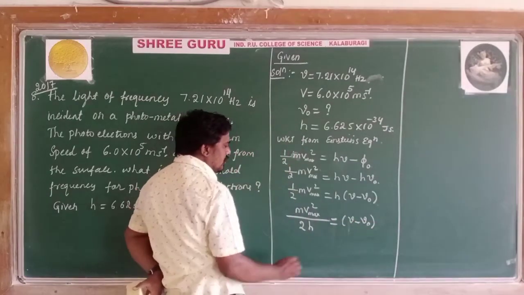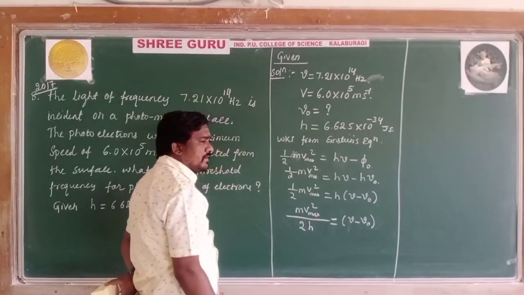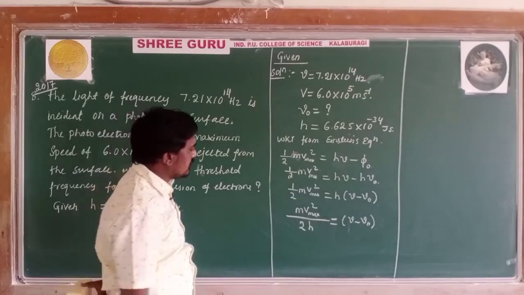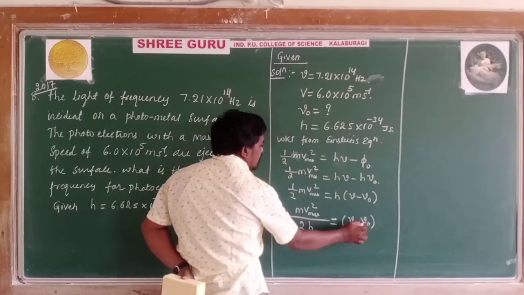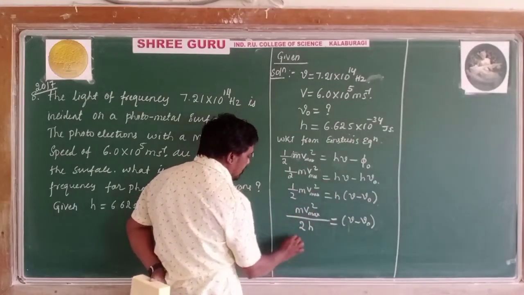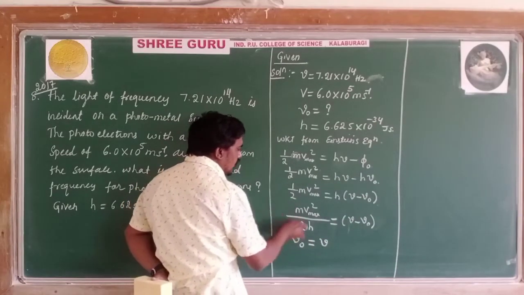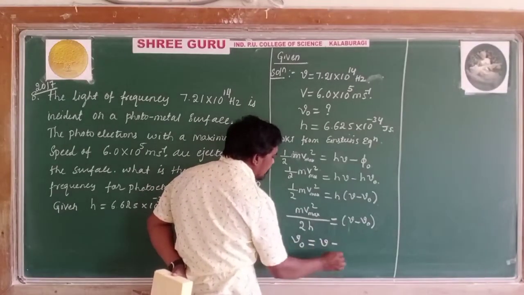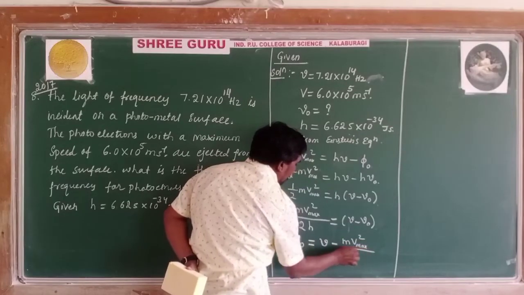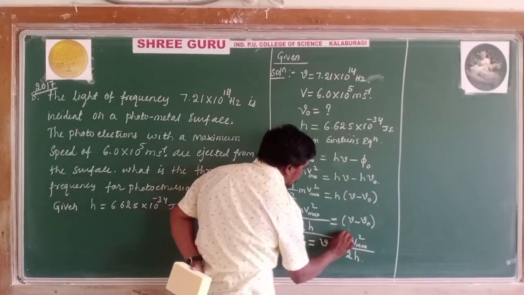Now, what do you want to solve? Frequency. What type of frequency? Threshold frequency, below which there is no emission of electrons. To take this threshold frequency to this side, negative becomes positive, and this whole term goes to that side. What happens? Threshold frequency nu naught is equal to nu as it is, and this whole term comes this side, which becomes negative: m v maximum square by 2 into h. This is the expression.